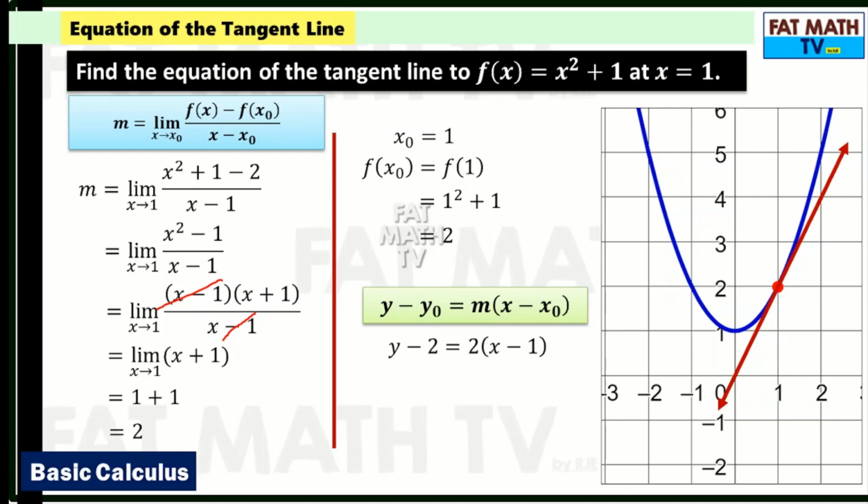But if your teacher demands that it should be in the slope-intercept form, that is y equals mx plus b, we still have to do something. We have to write it as y equals mx plus b. You can distribute 2. 2 times x is 2x, and 2 times negative 1 is negative 2. The negative 2 here, if you put it on the right, becomes positive 2. Negative 2 plus 2 is 0. So you will have y equals 2x. The equation of this tangent line is y equals 2x.